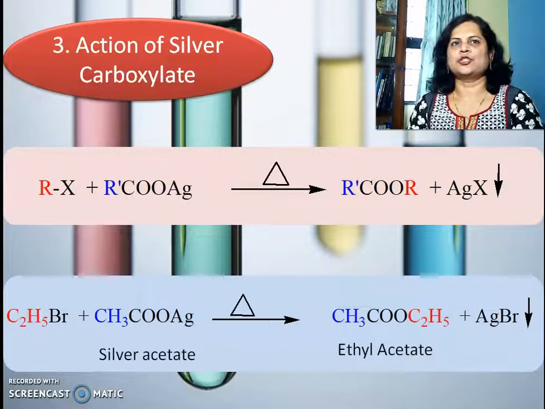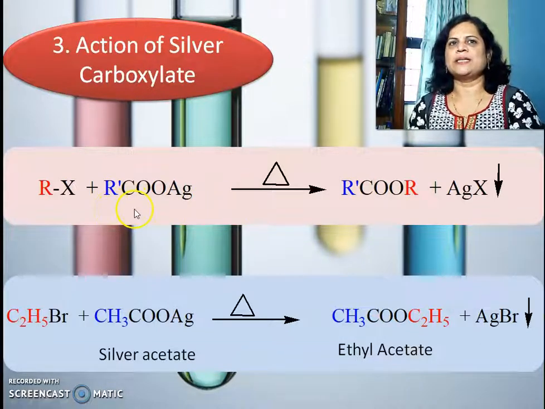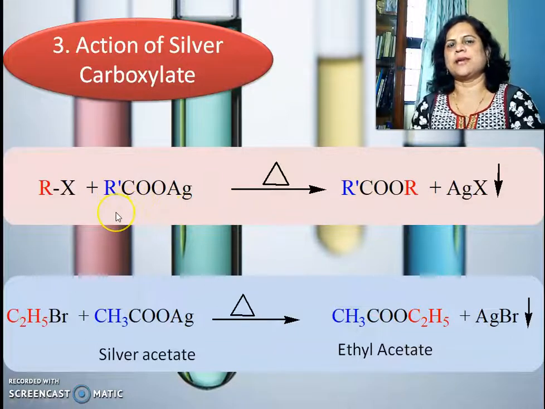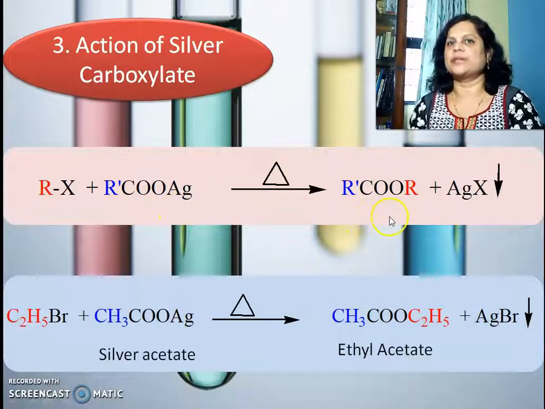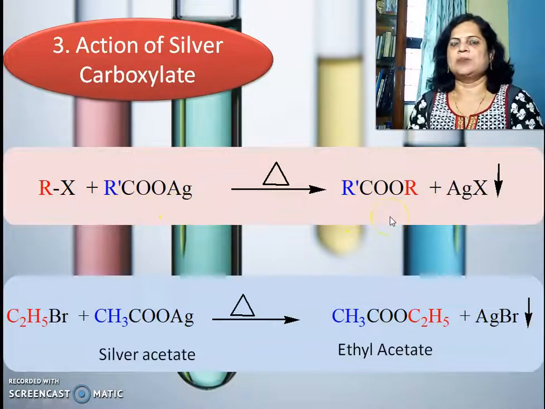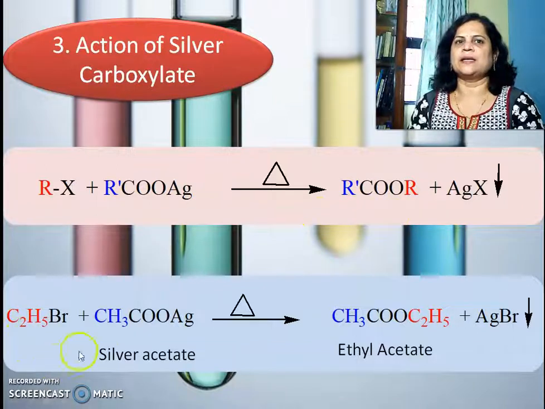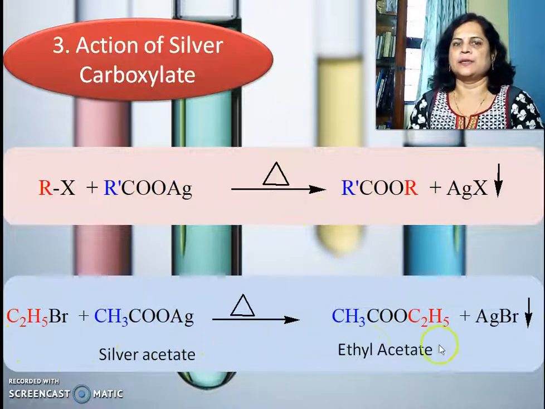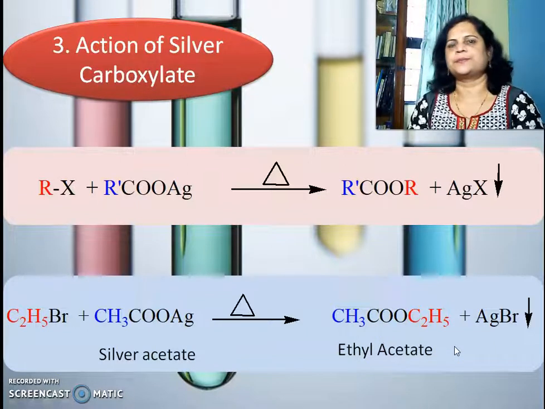Next reaction: action of silver carboxylate. You know carboxylic acid is RCOOH. If H is replaced by silver, what do you get? Silver carboxylate. When alkyl halide reacts with silver carboxylate on heating, an ester is formed. See the example: ethyl bromide when reacted with silver acetate gives the ester, ethyl acetate.